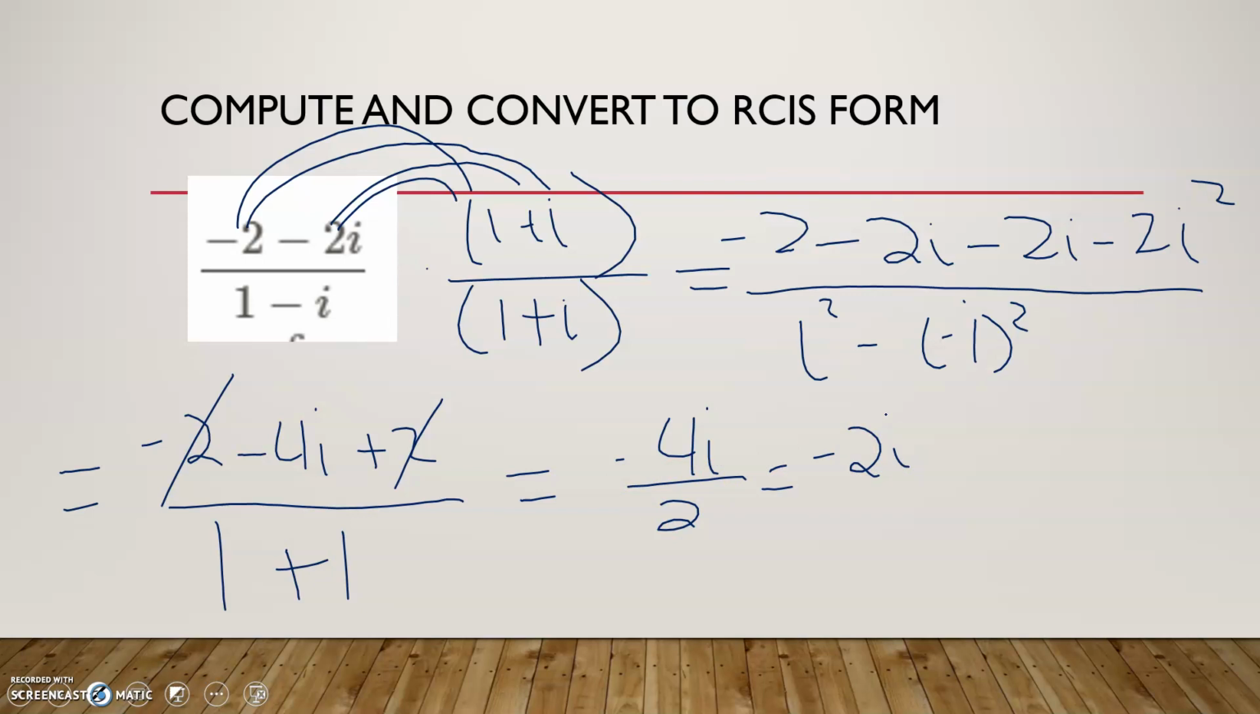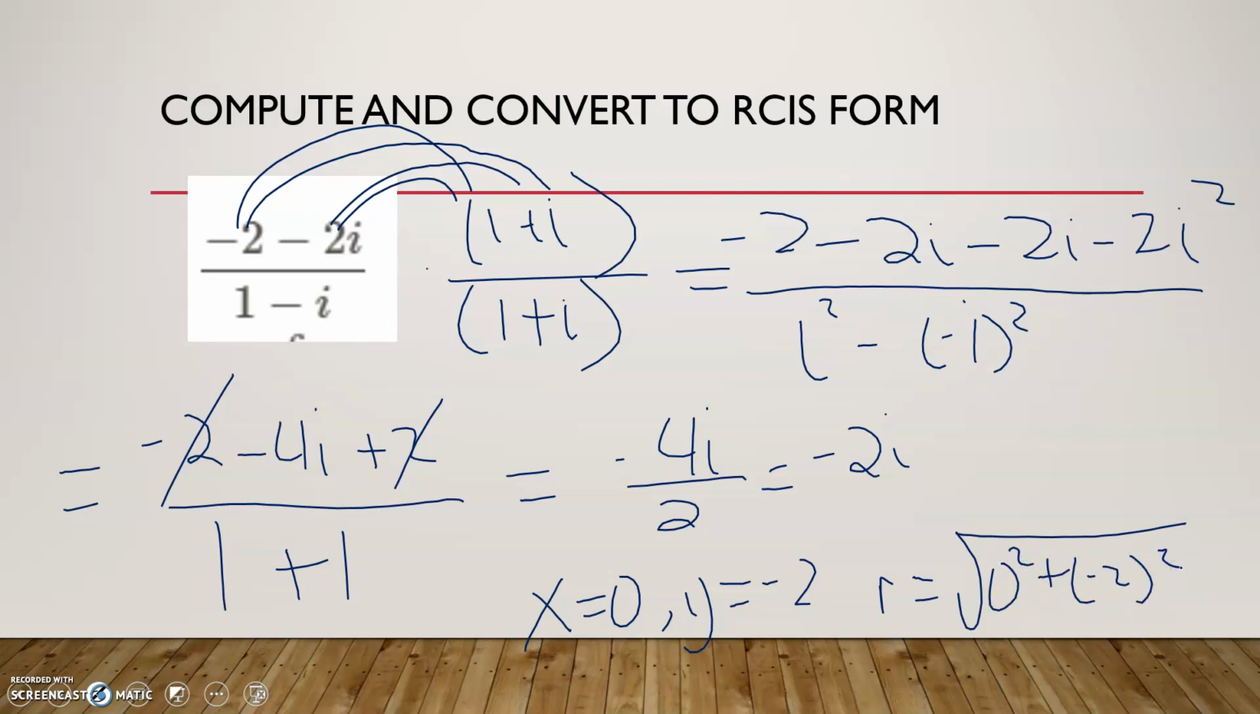So then I need to find out what r is. So again, we know that x is 0, y is -2. So we get r is equal to the square root of 0 squared plus -2 squared, which is going to give me 2. And I'm going to come up here. So tangent theta is equal to 0 over -2.